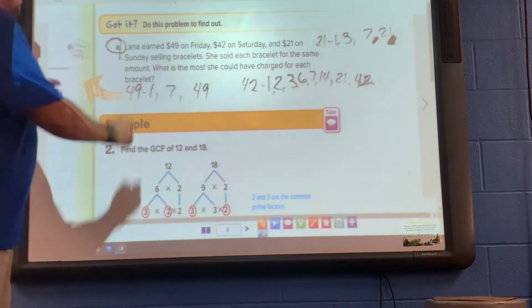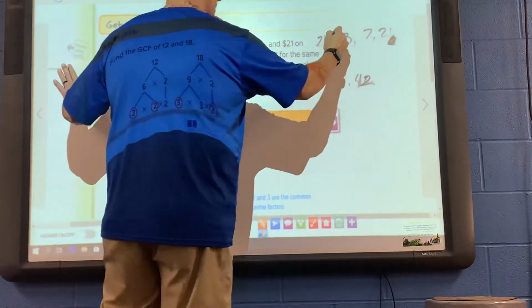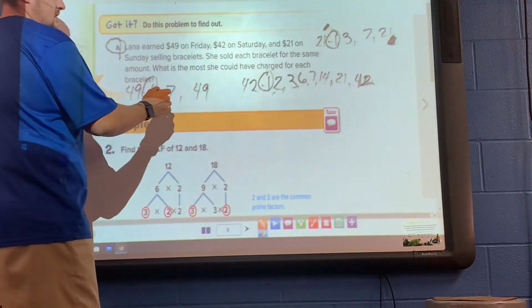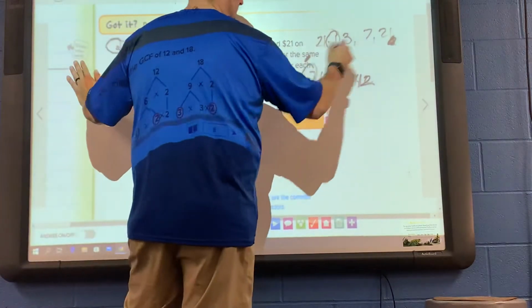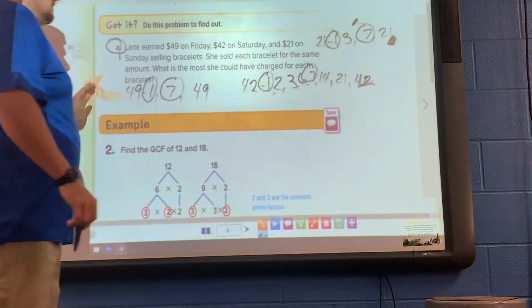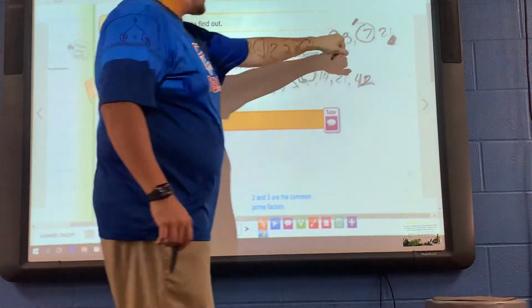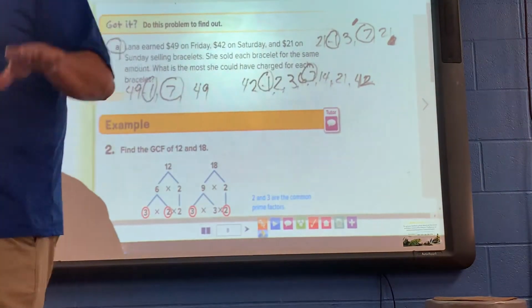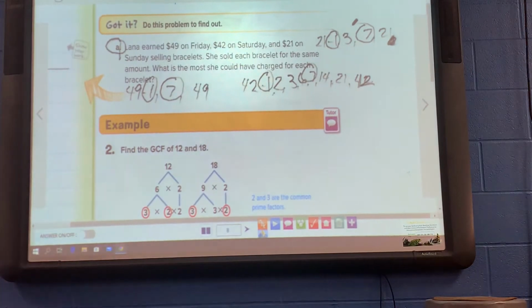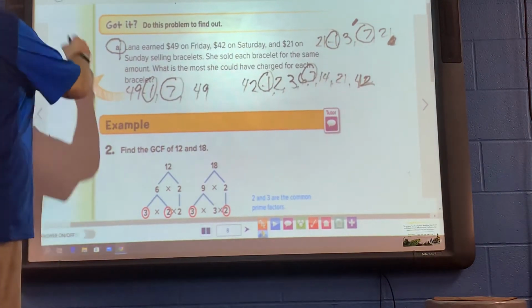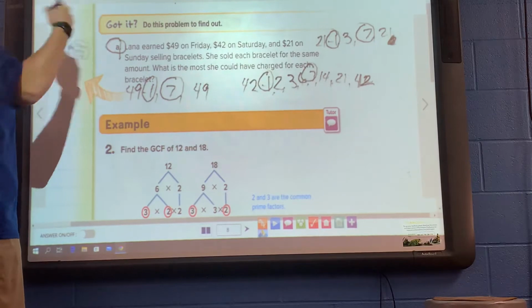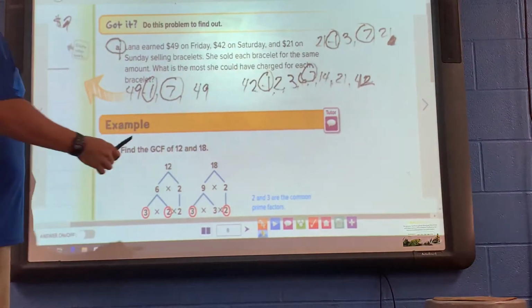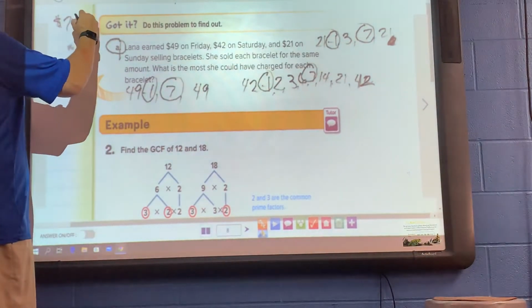So if you look, they have 1 in common. They have 7 in common, and that's it. If you notice, these do have 3 in common, these have 21 in common, but all 3 numbers have to have the same factor. So in this case, $7 is the most she could have charged for a bracelet. So $7 a bracelet.